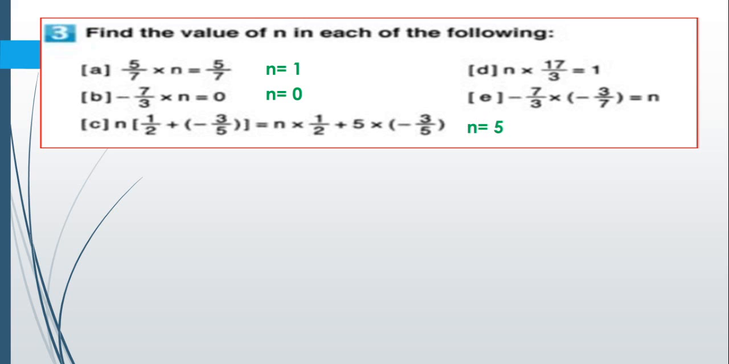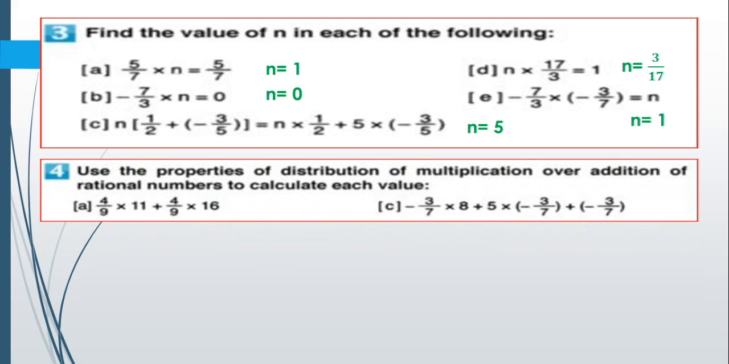Which number multiplying by 17 over 3 equals 1? It's the multiplicative inverse of 17 over 3. It will be 3 over 17. Negative 7 over 3 times negative 3 over 7: a number times its multiplicative inverse, so n equals 1.